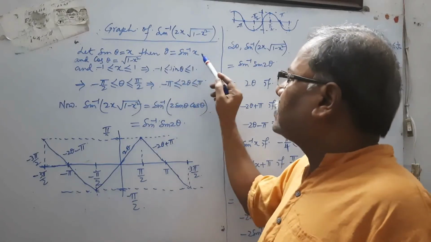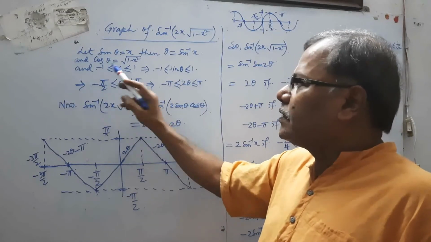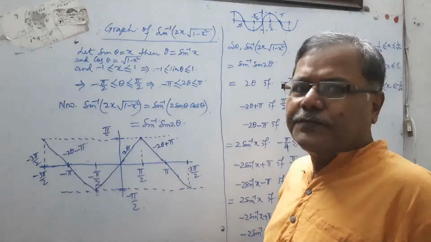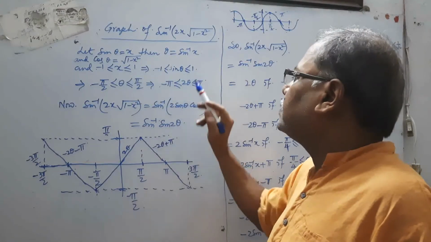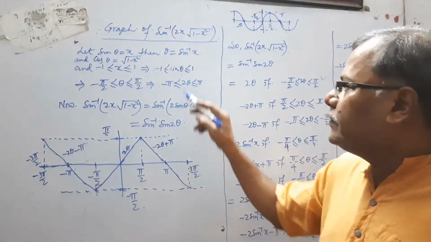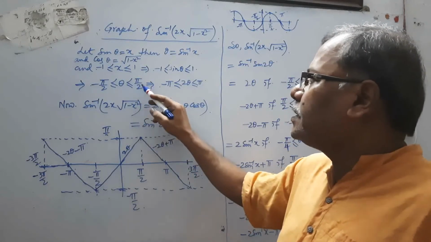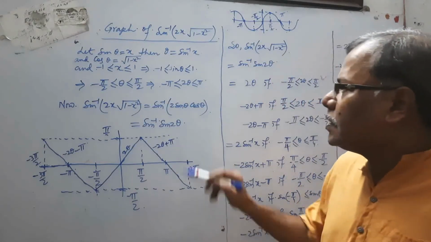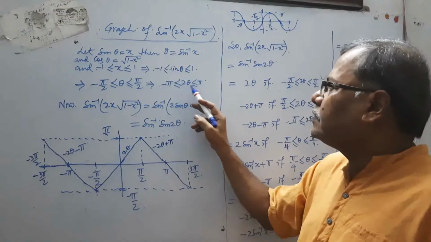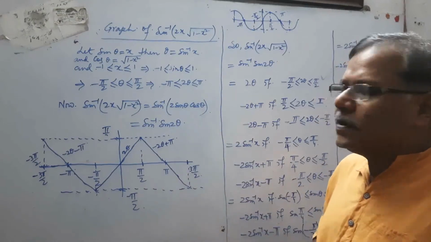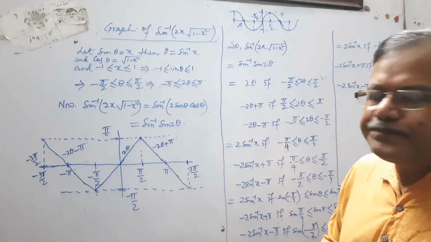Also, this theta is equal to sine inverse x is defined only if x is greater than or equal to minus 1 and less than or equal to 1. Or you can say that sine theta is greater than or equal to minus 1 and less than or equal to 1. So finally we can convert this as theta is greater than or equal to minus pi by 2 and less than or equal to pi by 2, and then 2 is multiplied throughout so that it becomes minus pi less than or equal to 2 theta less than or equal to pi. Why 2 is multiplied, you will understand in this particular part.